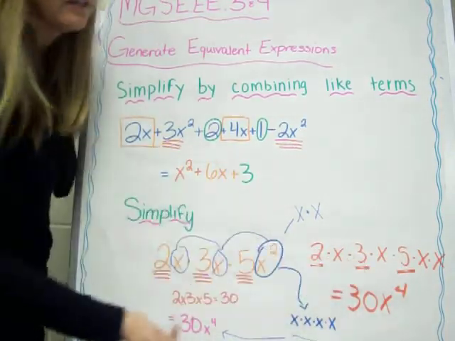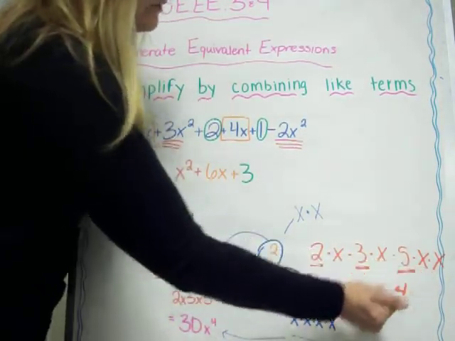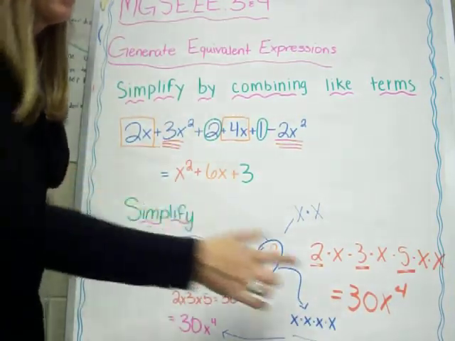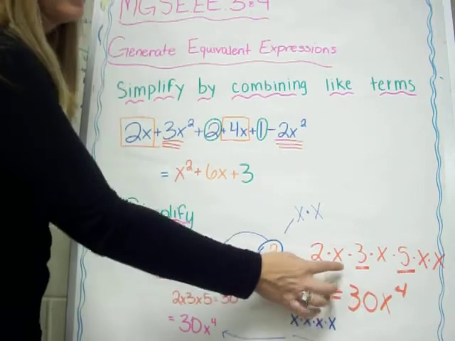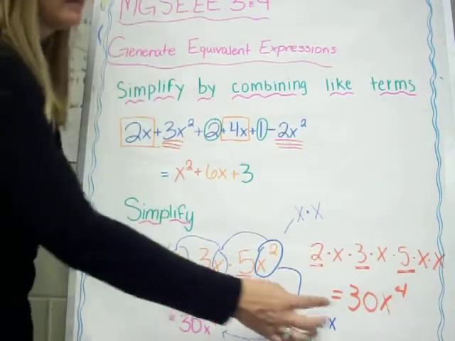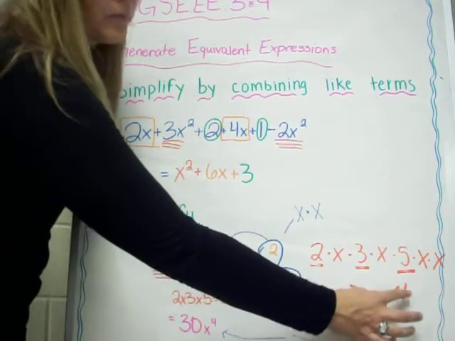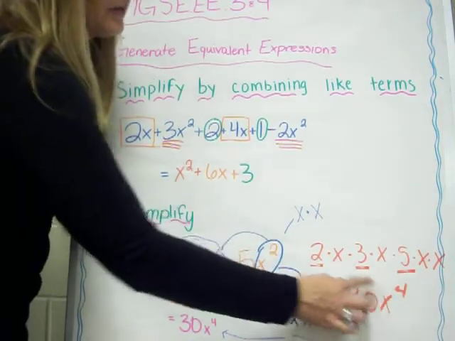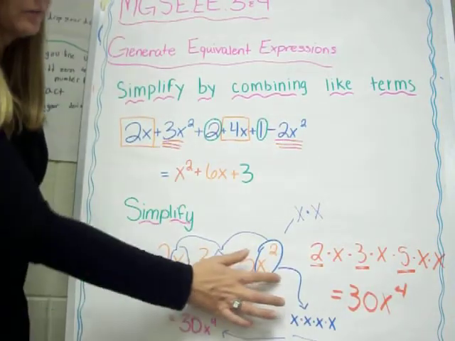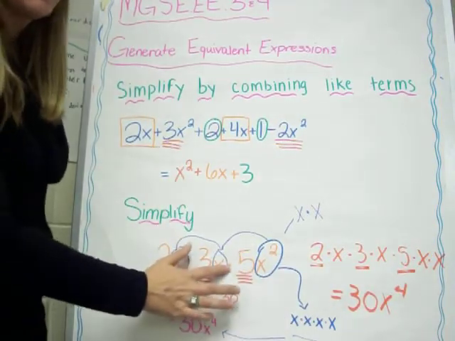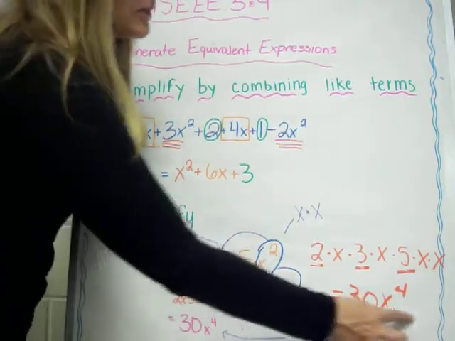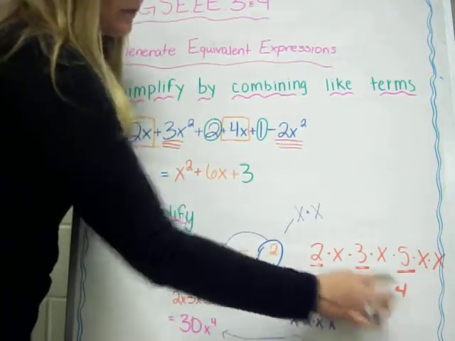2 times 3 is 6, and 6 times 5 is 30. And then we can put our exponents back together in exponential form because we have x times x times x times x. So x to the 4th power, because the x is being multiplied by itself 4 times. So this expression, 2x times 3x times 5x squared, is equivalent to 30x to the 4th power.